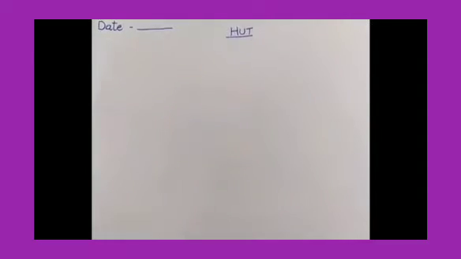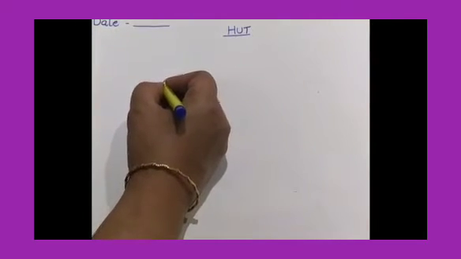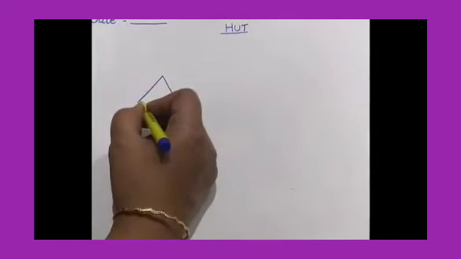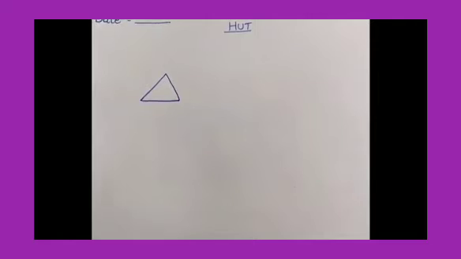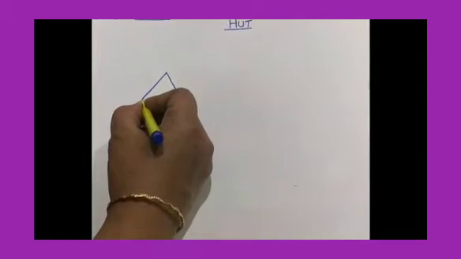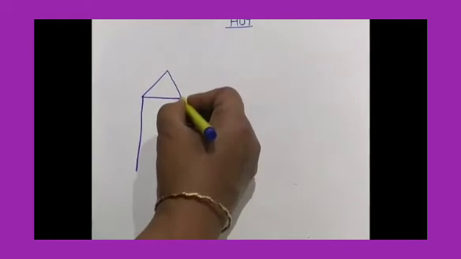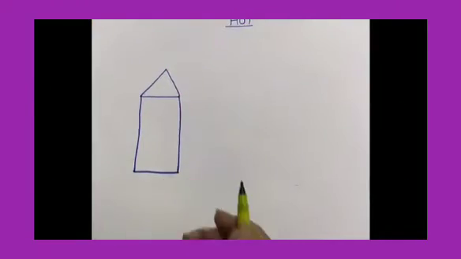Now start drawing. Firstly, draw a triangle, not so big. Now draw standing lines like this. You can use a scale if you want.